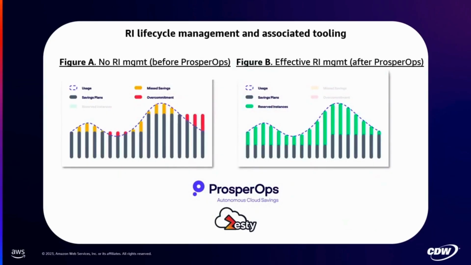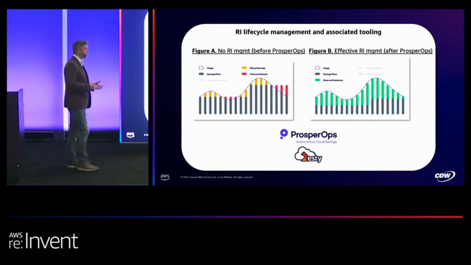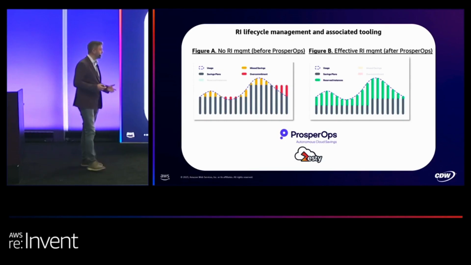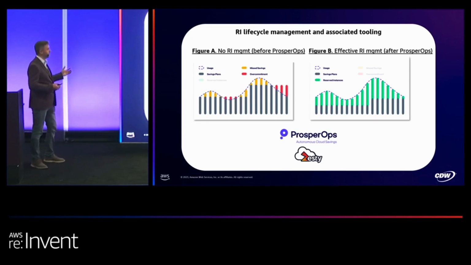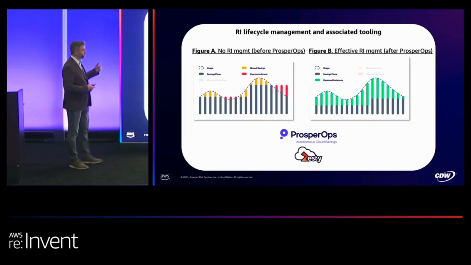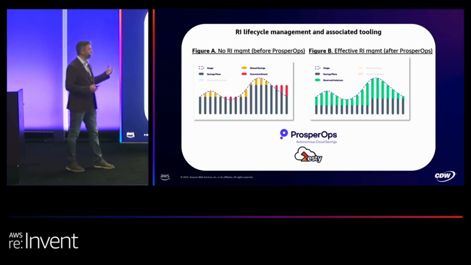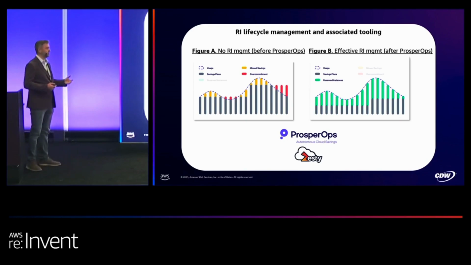There's also tools out there that will help you with your reserved instance management lifecycle. So obviously, if you buy too many RIs and you don't use them, that's once again money lost. So you can have an overcommitment. And whether it's ProsperOps or Zesty, these are tools that actually can manage the lifecycle of your RIs, can even get you out of RIs that have been purchased for 3 years.